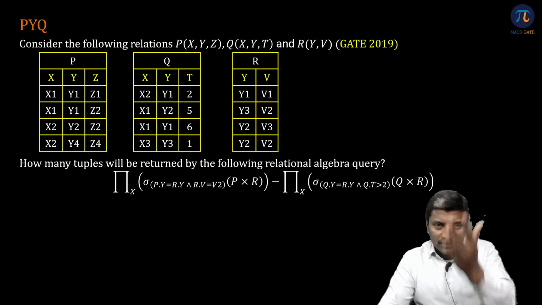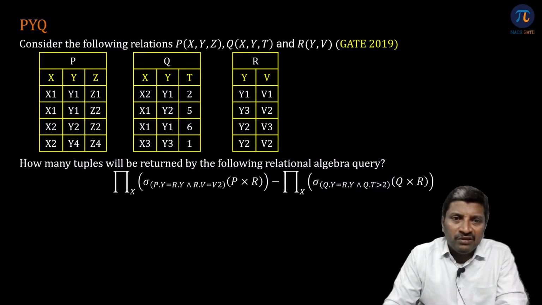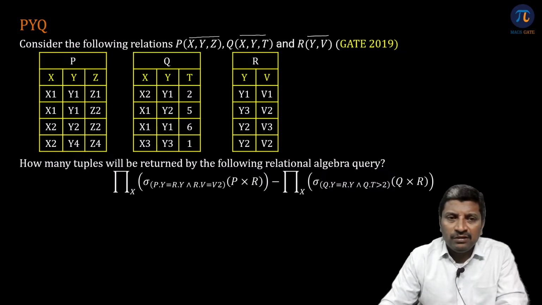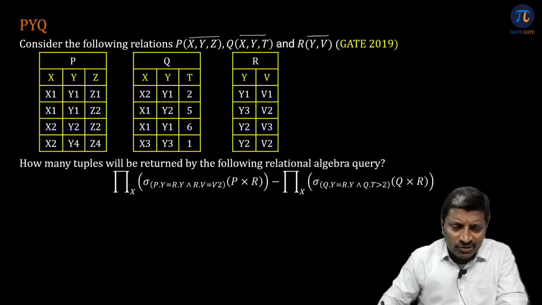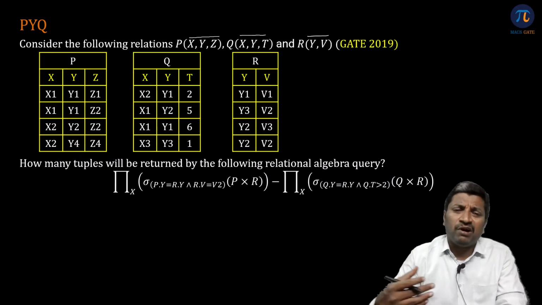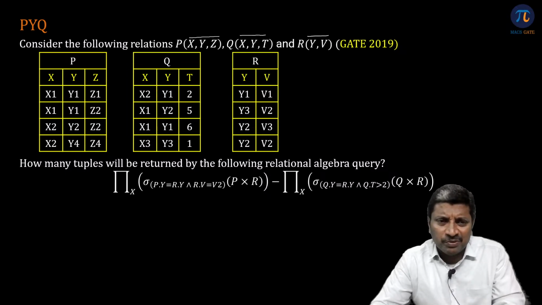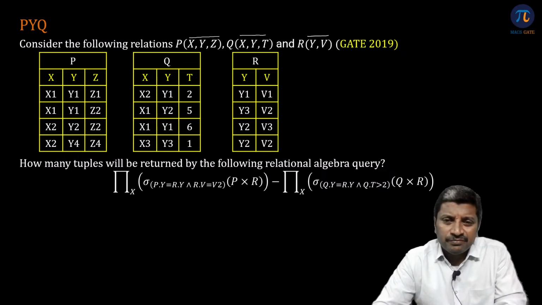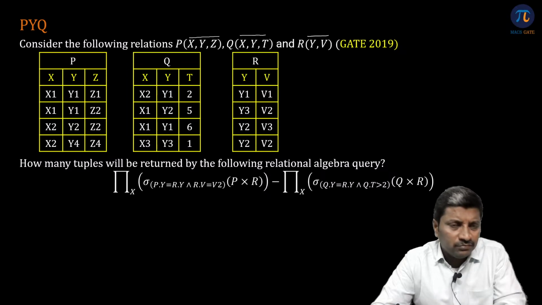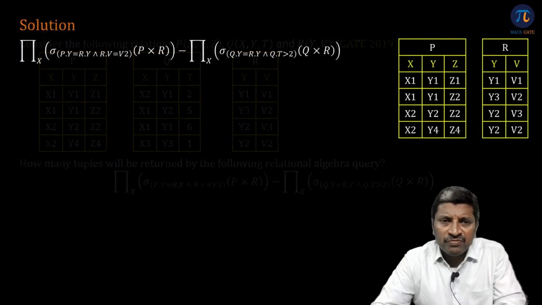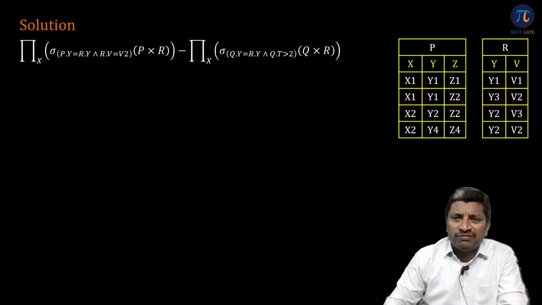Consider this one, sir. Consider the following relations. P, which is having three attributes, x, y, z, Q, x, y, t, R, y, v. Fine. Then they given some records, sir, and it's a big query. Just we need to form the query. We need to apply the operators one by one. That's it. So let us apply it. Just go through the expression, sir. We will discuss it. Fine. So first let us continue the first one.